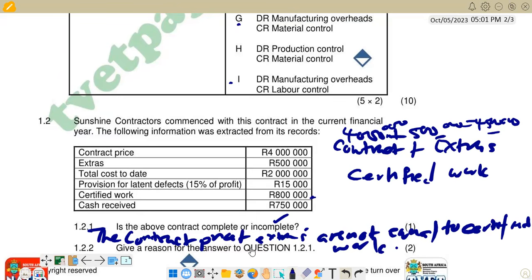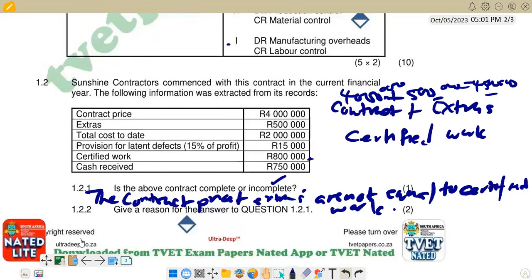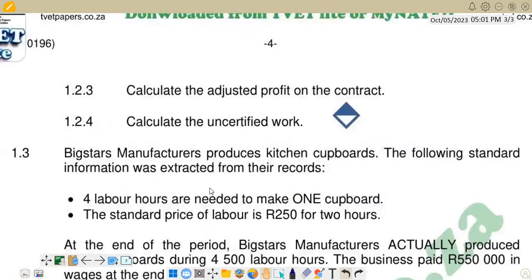Then we move down to see what's next. We don't have anything there. Then we move on to the next page to see the next question. Right, the next question is saying calculate the adjusted profit in the contract.